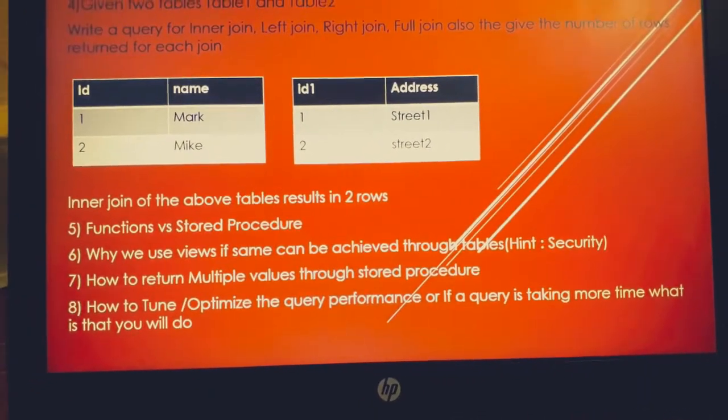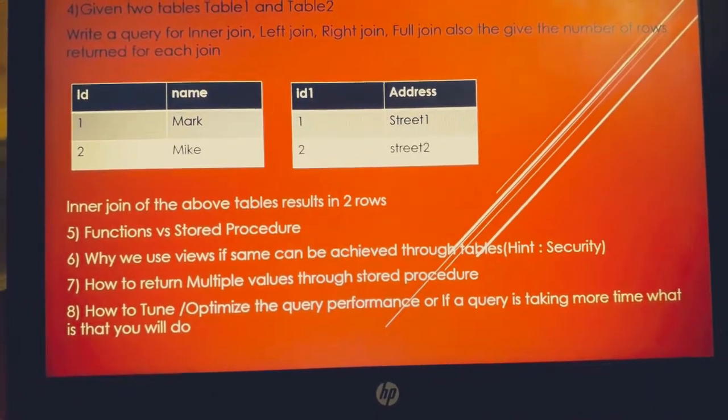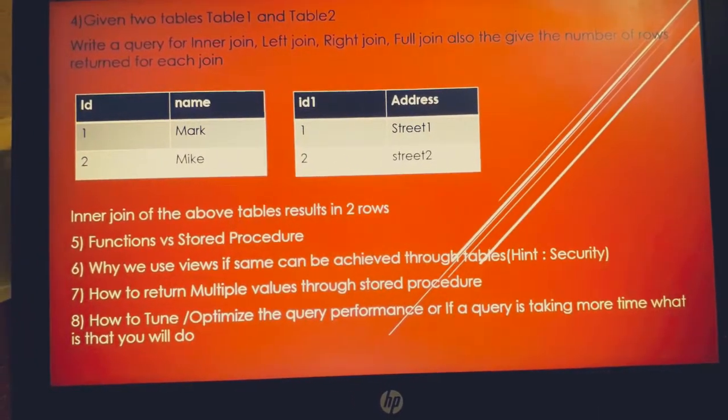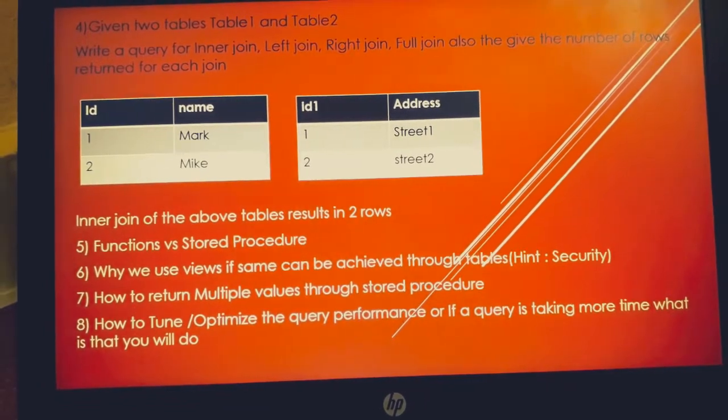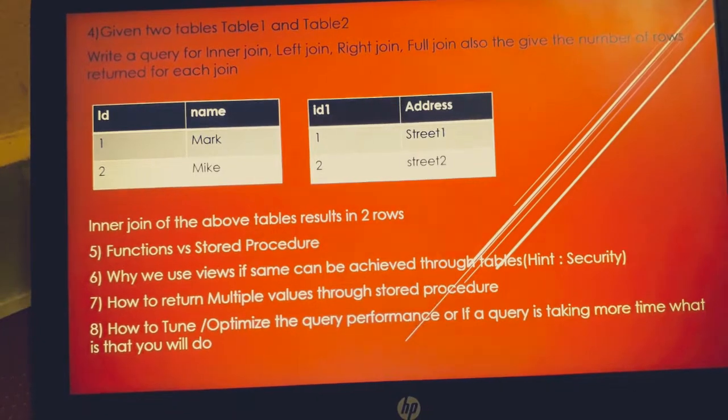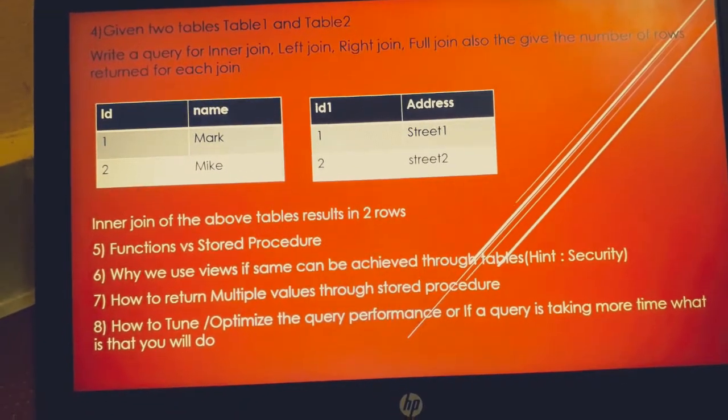Seventh question, how to return multiple values through stored procedures. So we have a requirement to return multiple rows from the stored procedure. How do you do that?